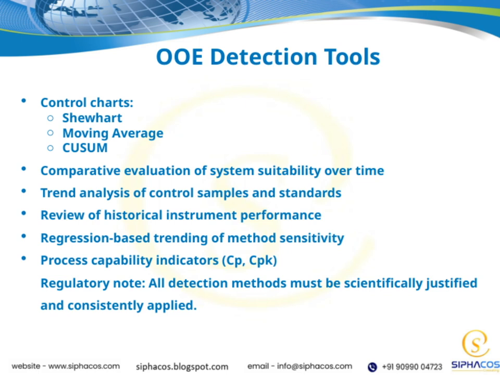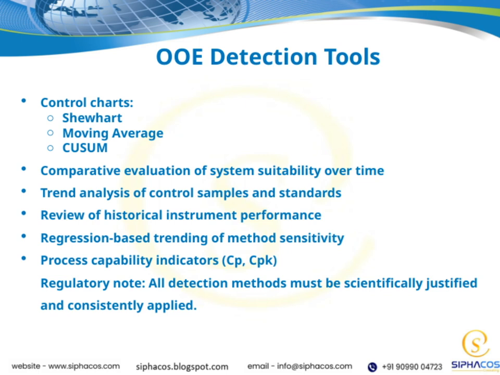By analyzing trends in control samples and standards, we can spot patterns that might suggest instrument drift or other changes. Reviewing historical instrument performance gives us a broader perspective on long-term stability. Regression-based trending offers a way to assess how method sensitivity evolves, which is key for ensuring consistent detection capability. Additionally, process capability indicators like CP and CPK help us quantify how well our process meets specifications.